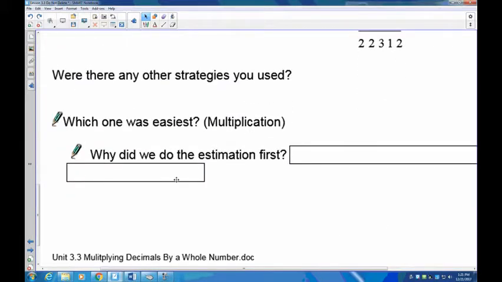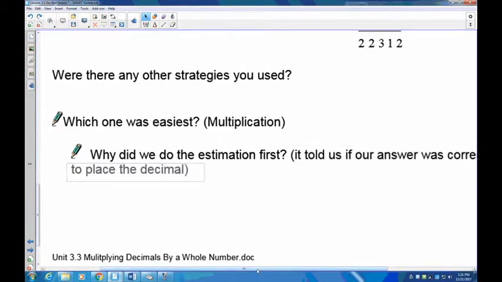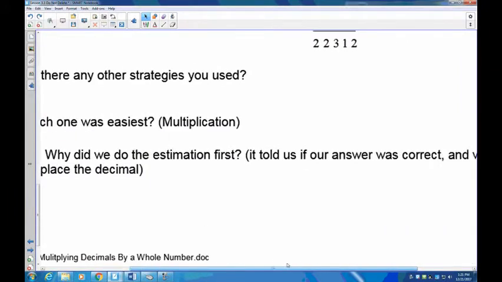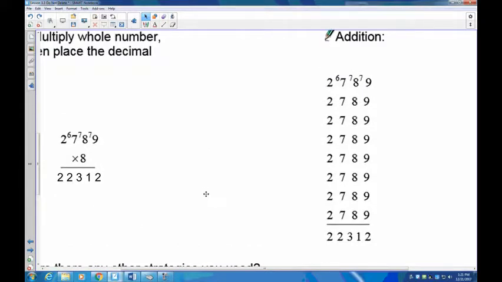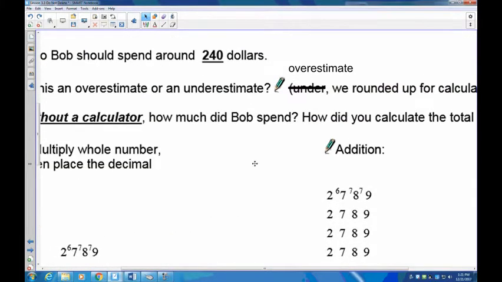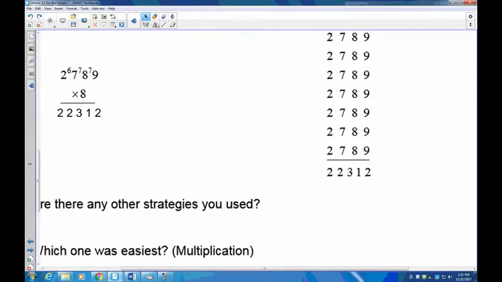All right. Why did we estimate first? Well, we estimated first because it tells us whether our answer is correct or not. All right, and we haven't placed a decimal yet. We're going to get that in a second. But I know that I should have an answer around $240. So now let's place the decimal in the proper location.